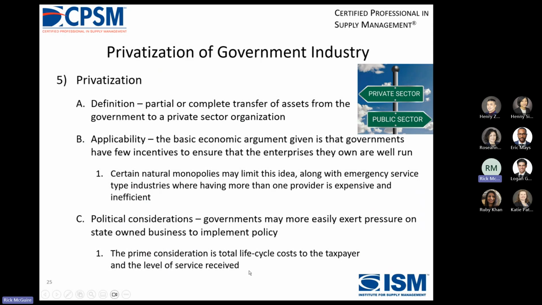So political considerations: government can more easily exert pressure on state-owned businesses, as in China. And the primary consideration is the total life cycle cost.